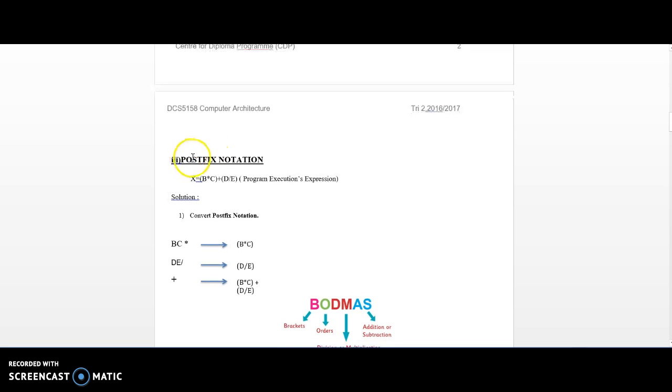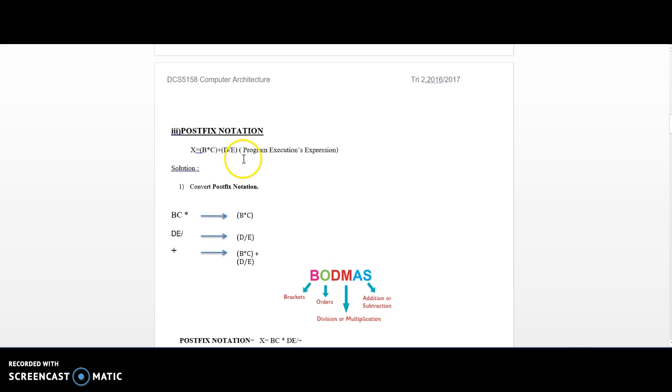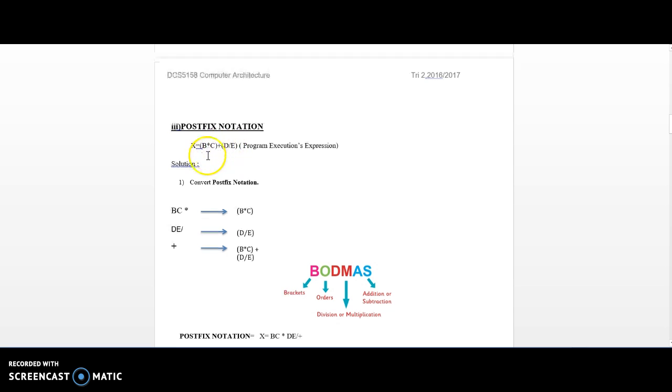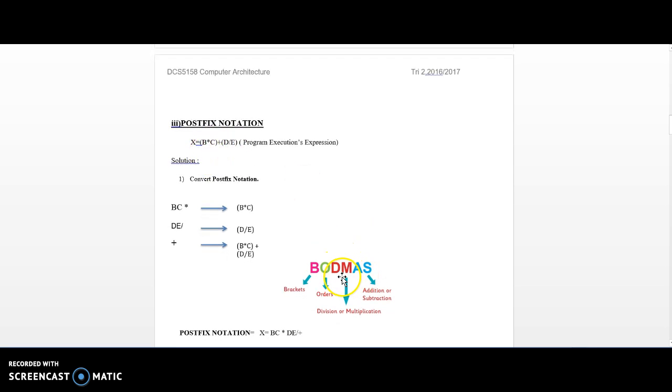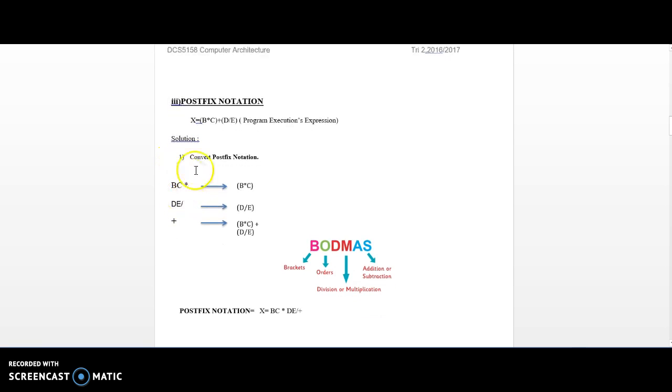Now we continue with the postfix notation. For postfix notation, you have to see the infix notation. It's very easy. You have to follow the BODMAS formula. As you can see here, you check all the alphabets first. You check B, you put C, and you follow what you have to follow, BODMAS, which is the bracket. So you check multiplication first, and this is what you'll get over here.